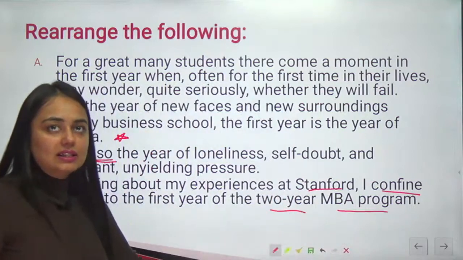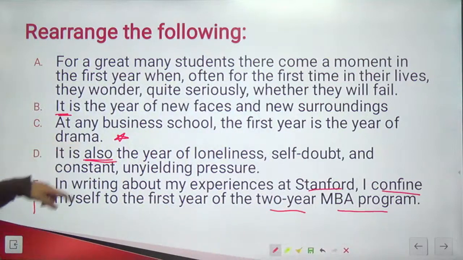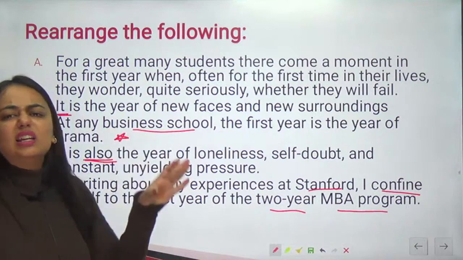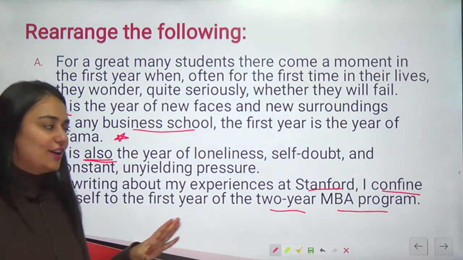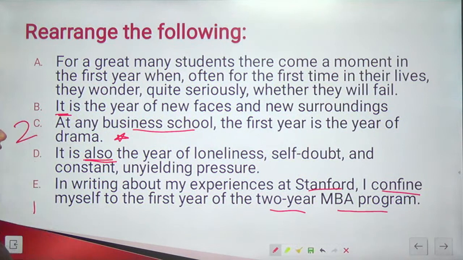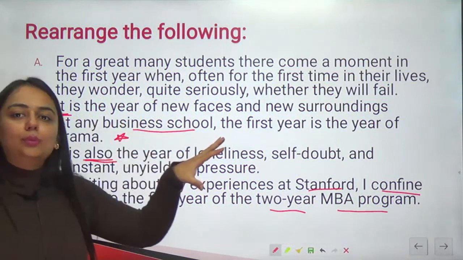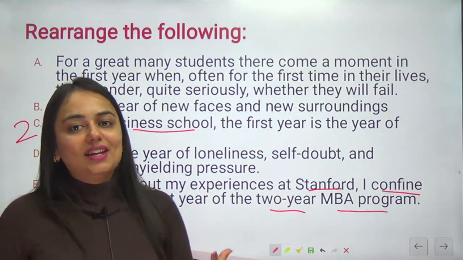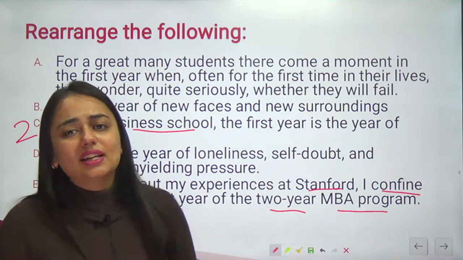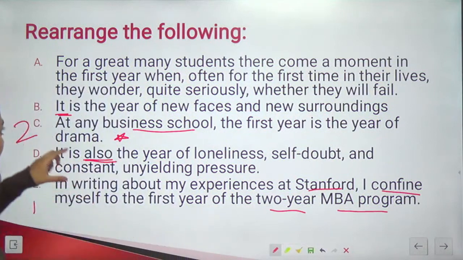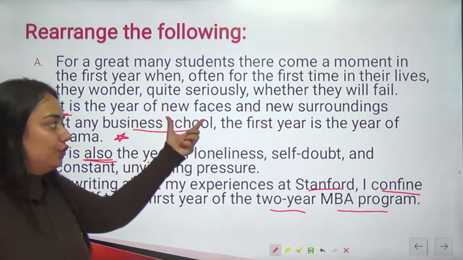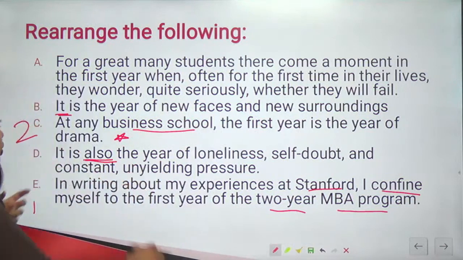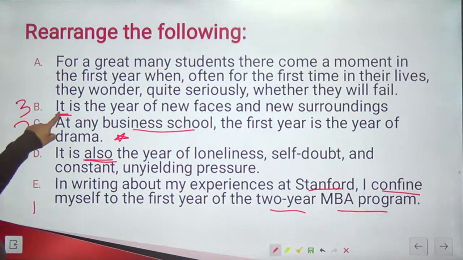It's an opening sentence. Then comes this sentence which talks about business school. Be it any business school, first year is full of drama for everyone. This should be the second sentence. Now, starting it with a positive note, let's accept this. Any writer, any author would not start it at a negative note. It's understandable. So, it is the year of new faces and new surroundings. Another general kind of sentence, and we have justified this it also. This it is first year of business school.